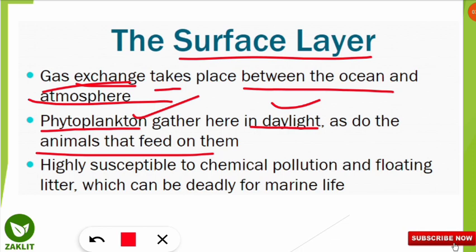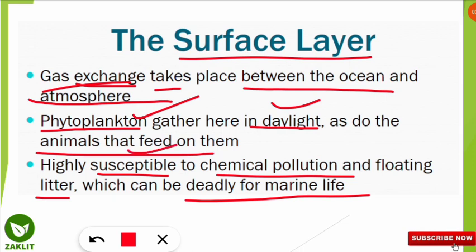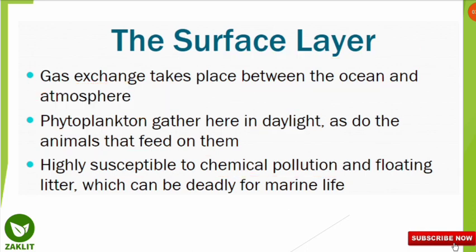Next, this layer is highly susceptible to chemical pollution and floating litter, which can be deadly for marine life. So ये जो surface layer होता है, बहुत susceptible होता है, क्योंकि chemical pollution, all these things, the garbage which is thrown into the ocean, first interacts with this surface layer, and it is very, very deadly for marine organisms. Let's move to the next slide.